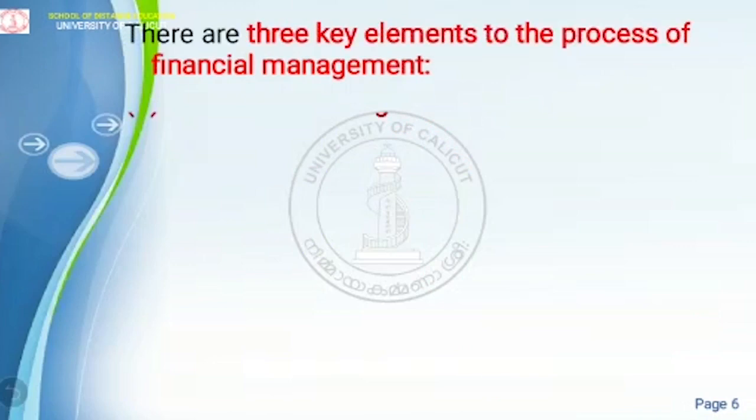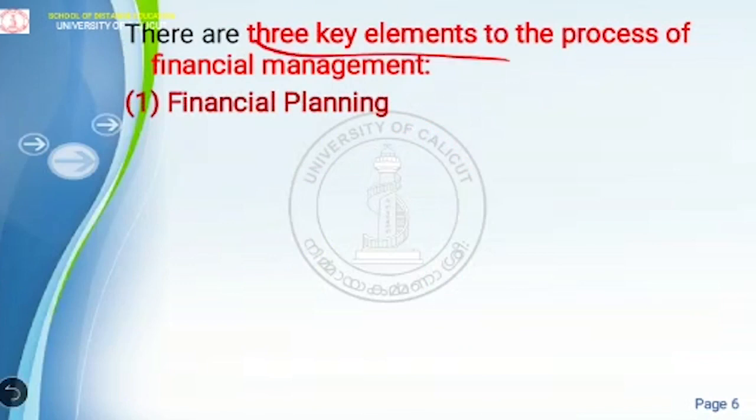So there are 3 key elements in the process of financial management. The financial manager has to go through 3 elements. The first element is financial planning. Just like any planning, we have to plan which are the sources of fund, where we have to invest, and how the dividend should be distributed or not. All the things related to acquiring of funds, their utilization and return should be planned well.